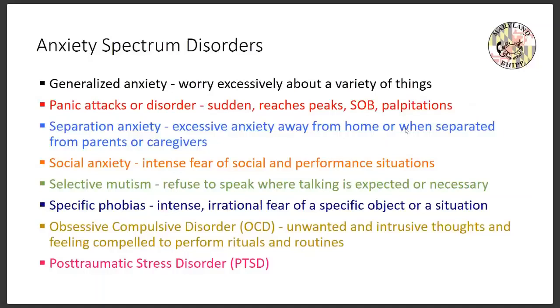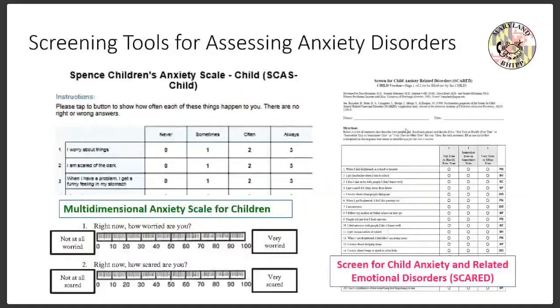Several well-studied child self-report screening measures for anxiety exist and may be used in patients greater than 8 years old. First, the Multidimensional Anxiety Scale for Children, the Screen for Child Anxiety and Related Emotional Disorders, and the Spence Children's Anxiety Scale were developed to be sensitive and specific for assessing anxiety in youth and are useful in clinical practice to monitor treatment progress.